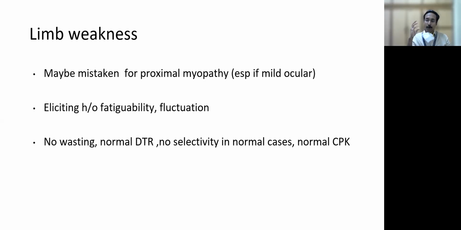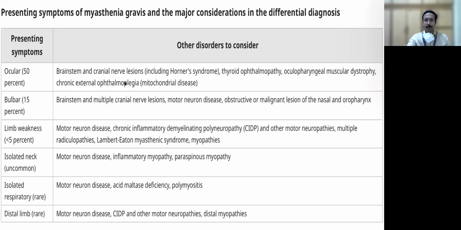In the presence of ocular, bulbar, and limb involvement, myasthenia is quite easy to diagnose, but isolated limb involvement is sometimes quite difficult to diagnose. Myasthenia can mimic any brainstem or cranial nerve involvement, thyroid ophthalmopathy, all those things. Fluctuation and variability indicate more NMJ. Progressive syndromes indicate other things. Pain and sensory symptoms indicate nerve. So that's how we go about it.